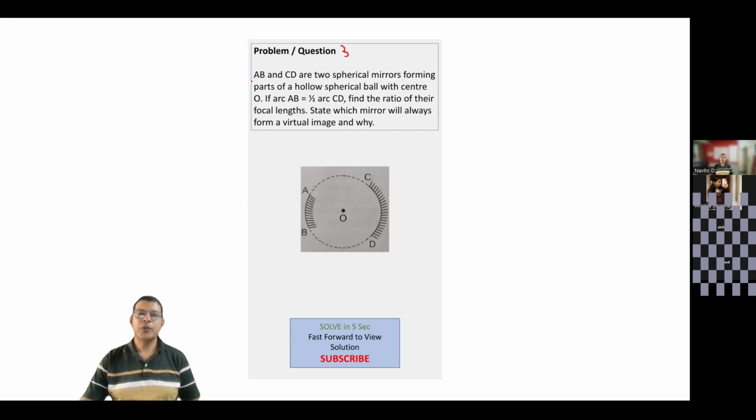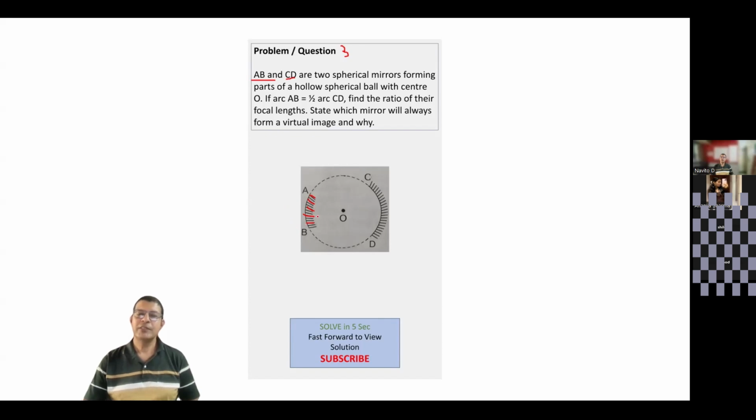So I'll start solving this problem. Third problem: you have AB and you have CD, which are two spherical mirrors from a single sphere. On AB, polishing is on the inner side. That means what will this mirror be? Can you put in the chat what the mirror AB will be? AB is concave mirror.